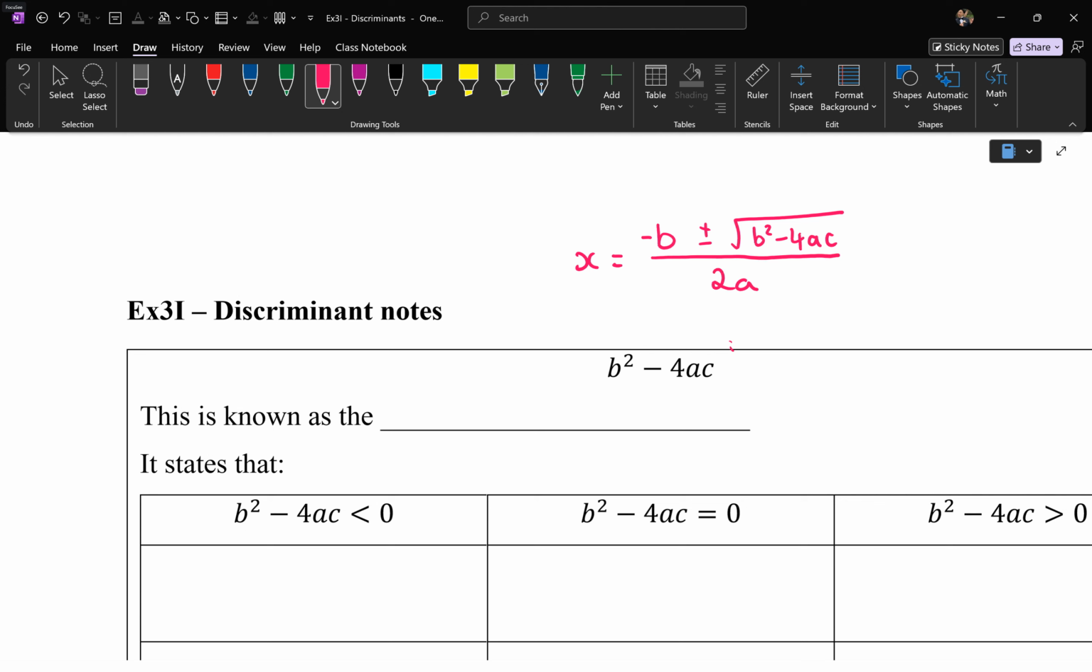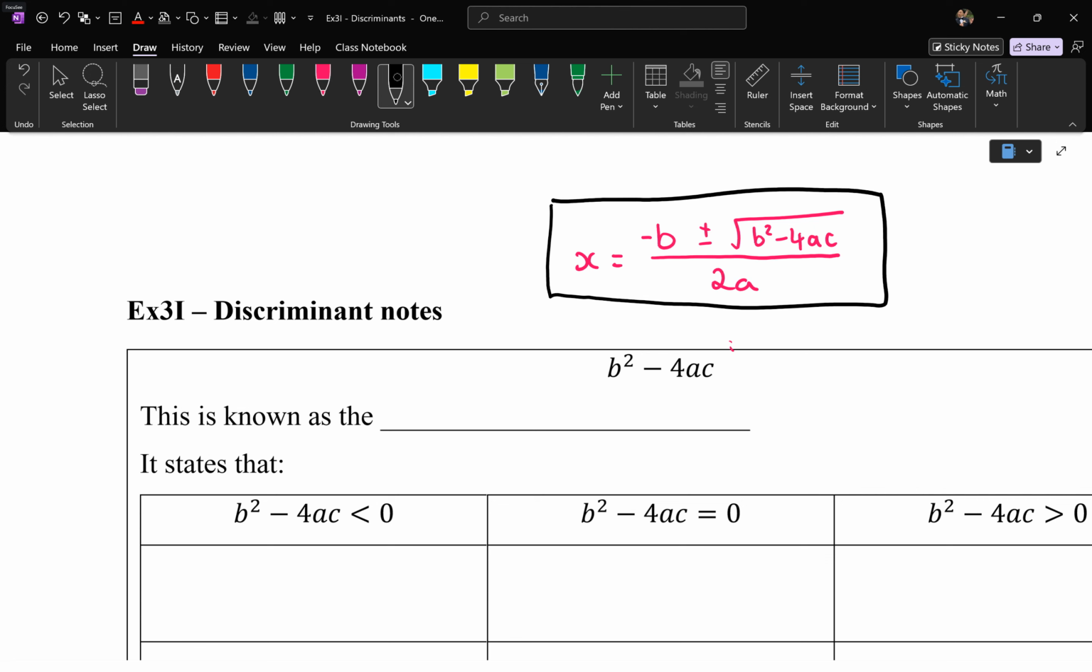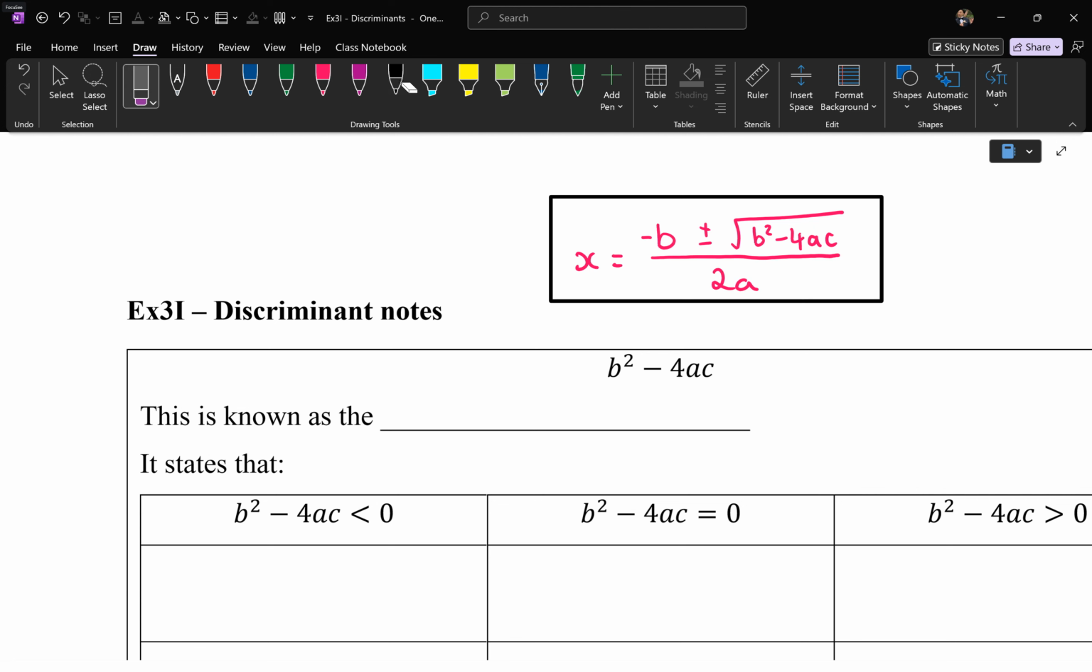Beautiful. This is your quadratic formula, and what's the quadratic formula used for, Anthony? Very good. It is used to find the x-intercepts. Now, in a quadratic, if you think about it, we know that it looks like a parabolic shape, right? So that means there are three scenarios that it can happen.